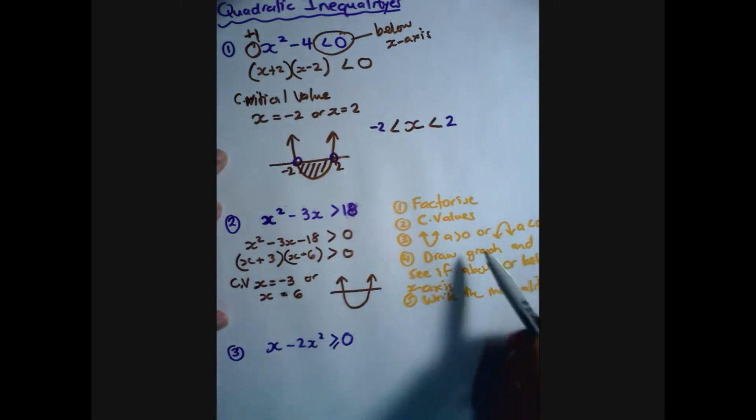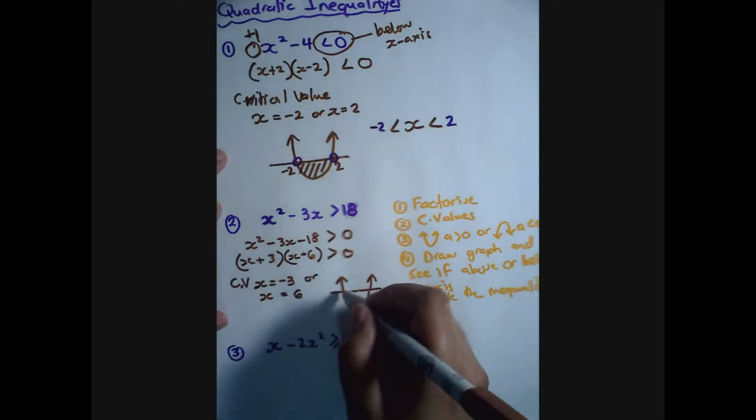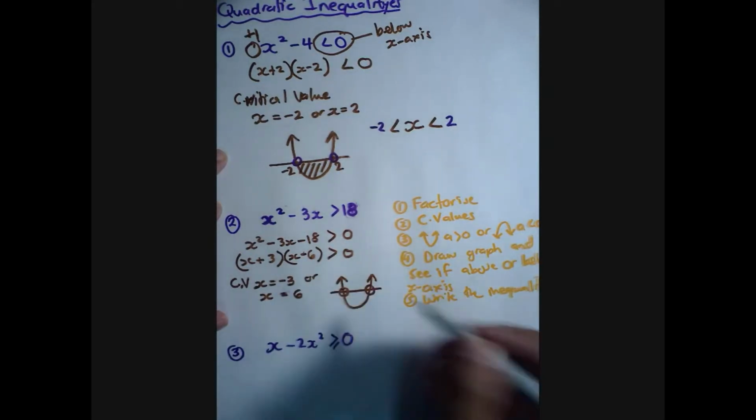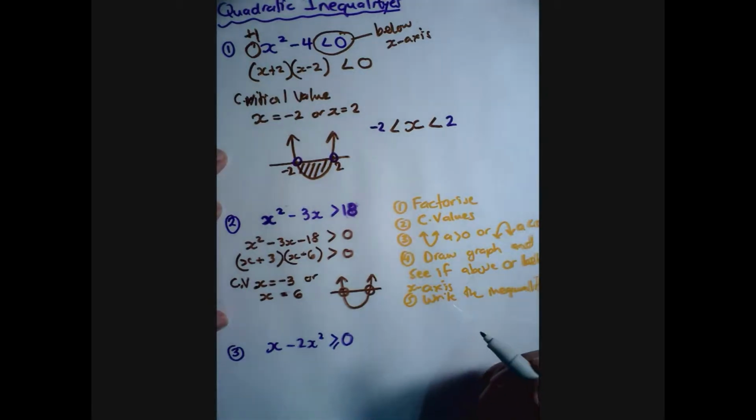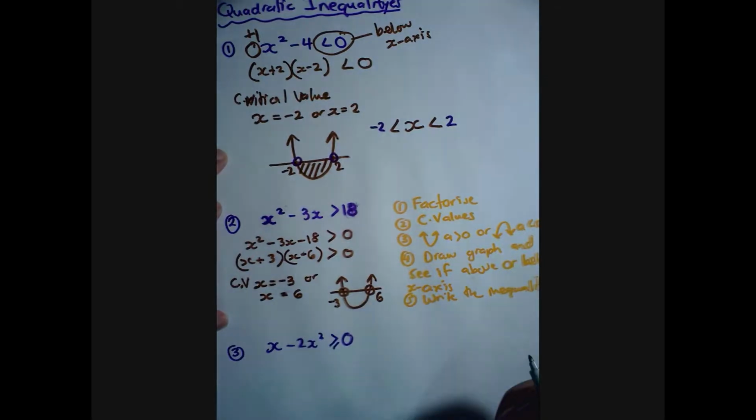Then I need to draw the graph. I need to plot the points. Here it is not an equal to sign, so it's going to be open. Then I'm going to say, what I have here, minus 3 and 6. The smaller number on this side, the bigger number on that side. Then now see if it's above or below the axis.